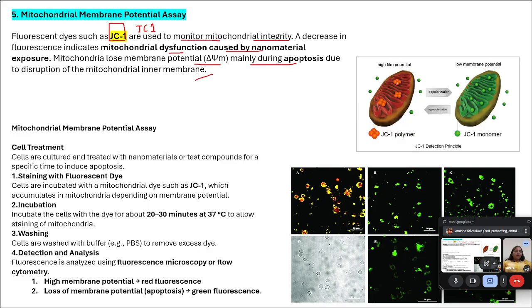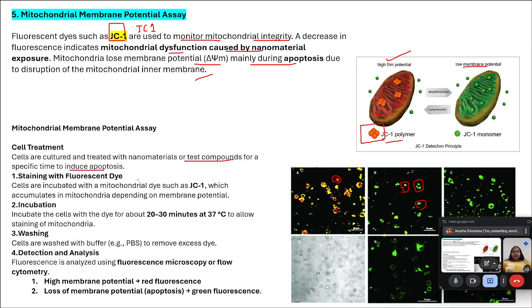Now, how does this happen? Suppose this JC1 polymer shows red coloring in the portion where it shows red staining here, it shows high membrane potential. But the places where it's showing green basically show apoptosis, because it shows low membrane potential when it stains green. The cells are cultured and treated with nanomaterial or test compound for a specific time to induce apoptosis, right?